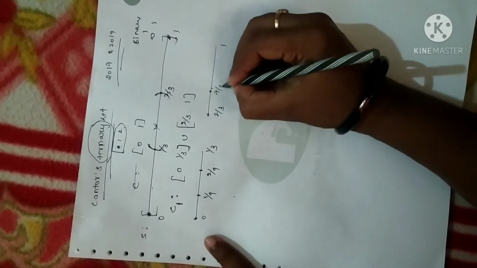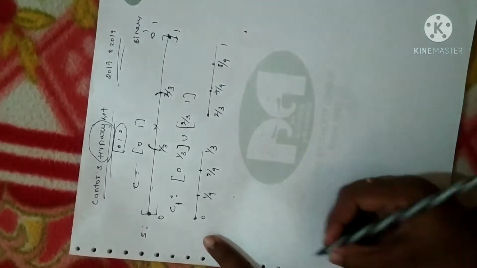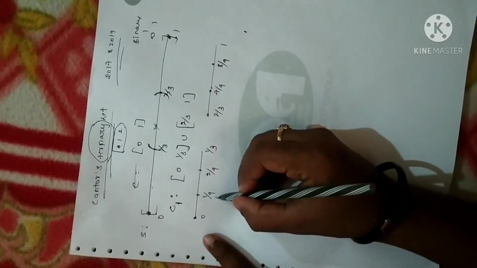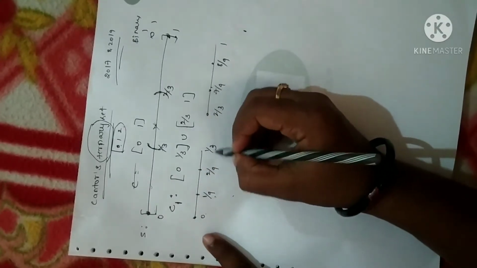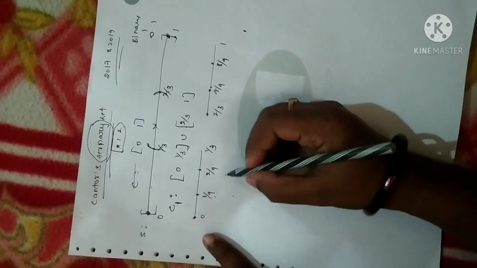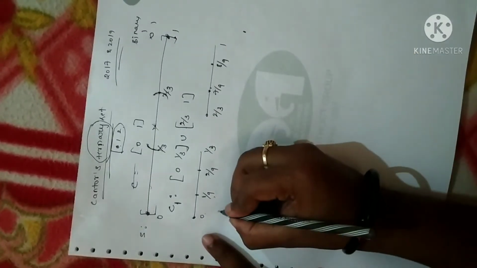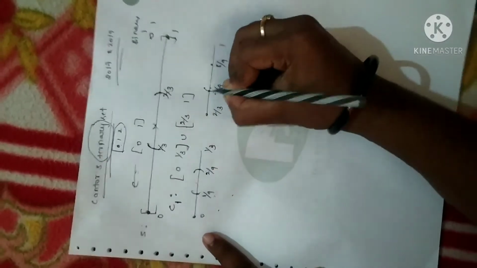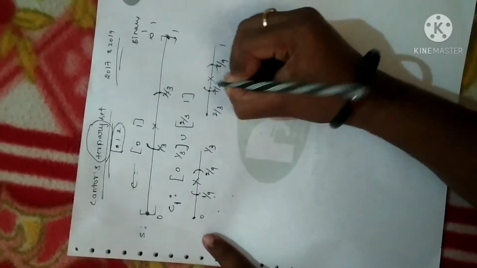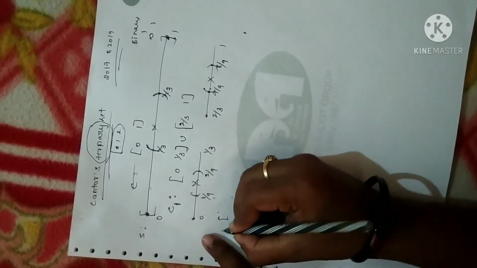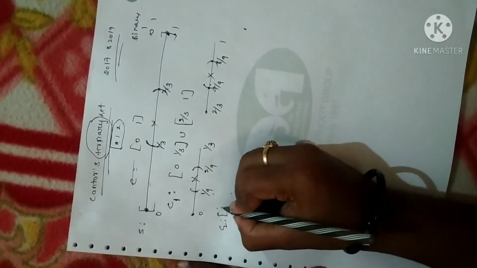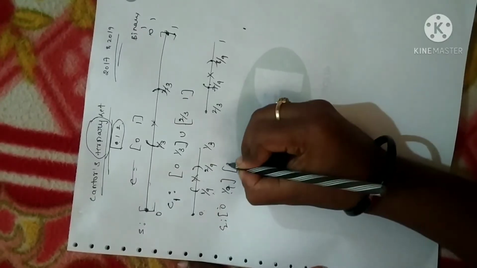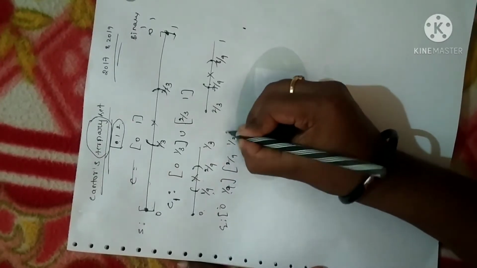Again 7 by 9, 8 by 9. If you want, you can calculate: 0 plus 1 by 3 divided by 3 will give us 1 by 9. Again 1 by 9 plus 1 by 3 divided by 2 will give us 2 by 9. So the same procedure I have applied. Now apply the same procedure: I have to remove the middle open interval. I am going to remove this and remove this. So what you are going to get is C2 as the union of the closed intervals 0, 1 by 9 and 2 by 9, 1 by 3.